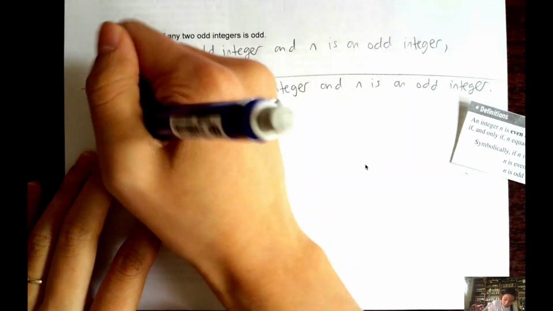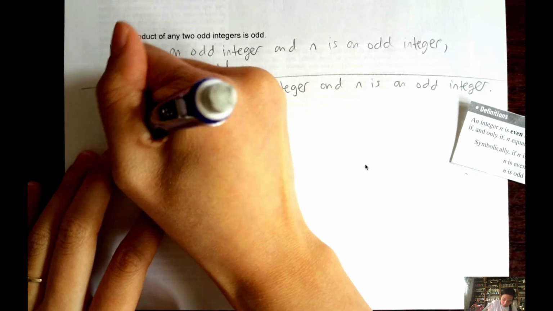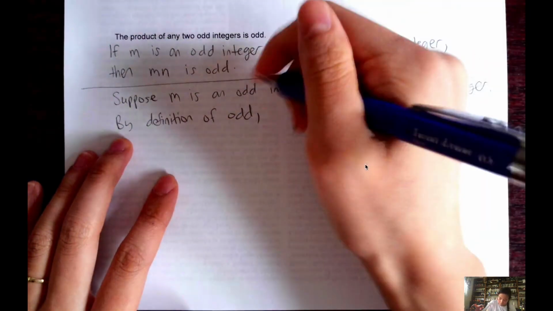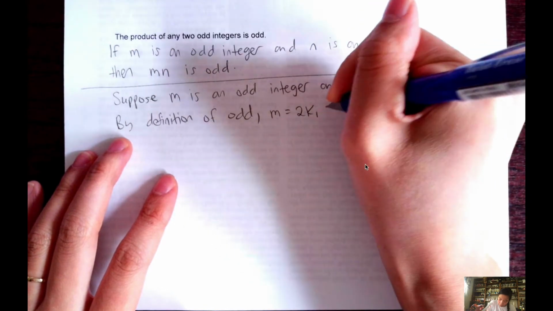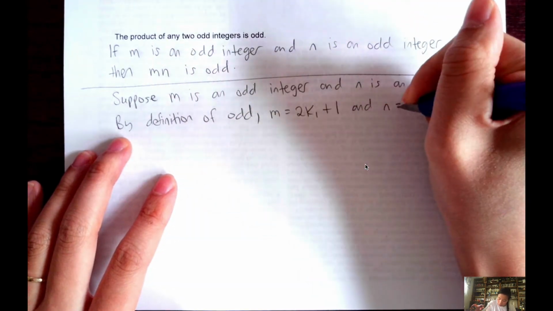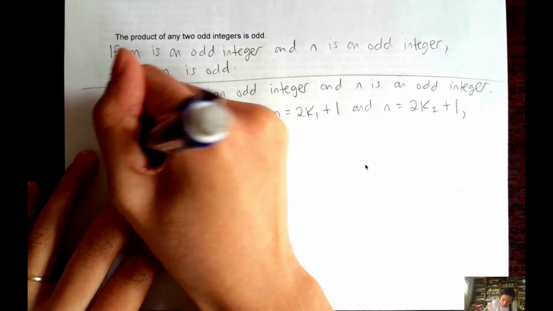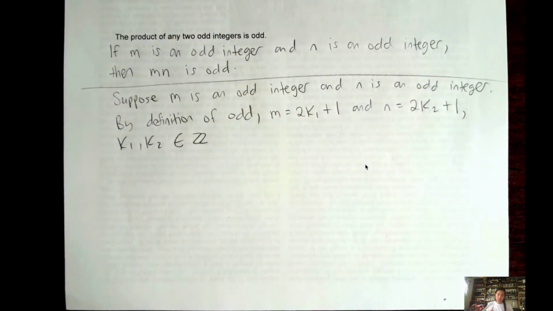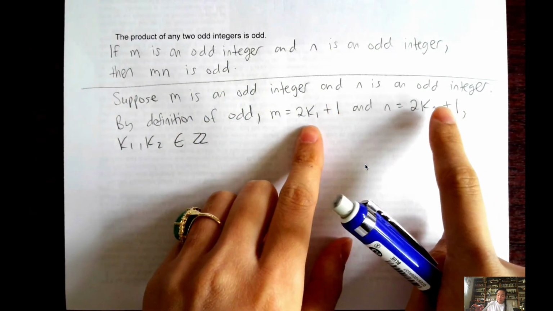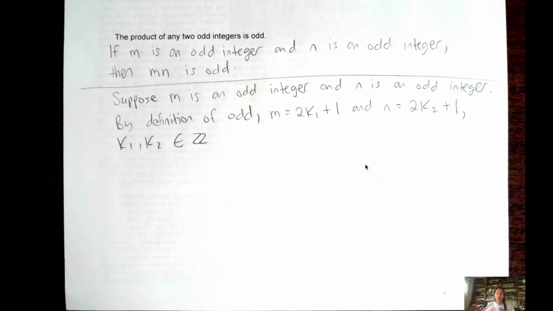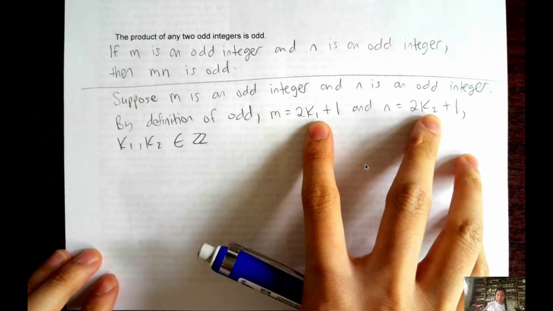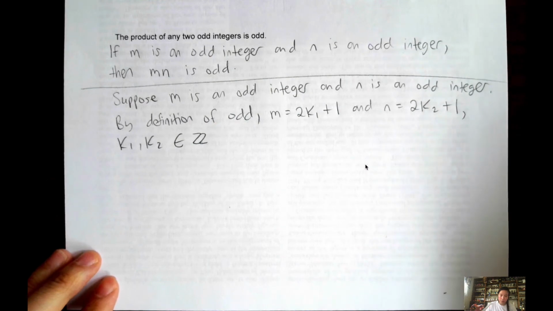So I would want to write something along the lines of, by definition of odd, m equals 2k1 plus 1 and n equals 2k2 plus 1, where k1 and k2 are elements of the set of integers. I wrote 1 and 2 here because k1 and k2 are different variables. If I just put 2k plus 1 here and 2k plus 1 here, that means these variables are the same, but they're not the same. So I put the subscript here to distinguish these two variables from each other. Very important. Do not make that mistake on an exam or whenever you're writing a proof.